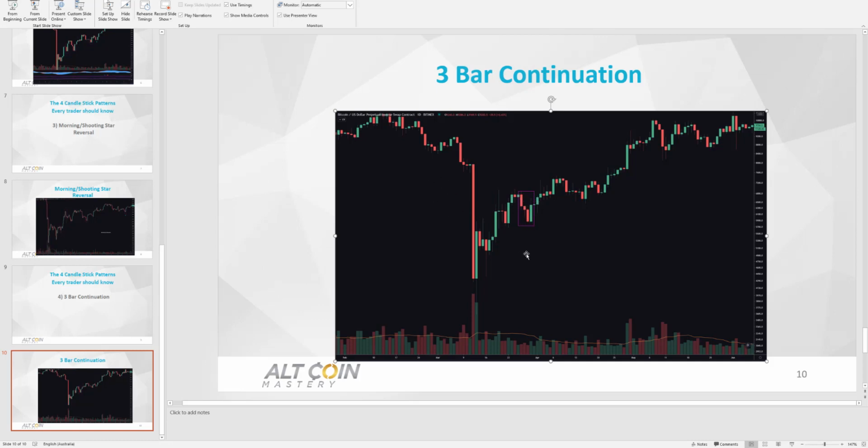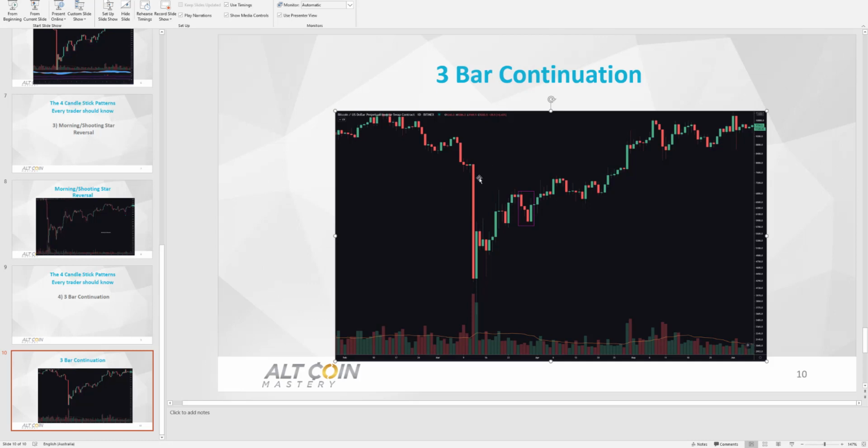And this obviously works in the other direction as well, where you have a downtrend followed by 3 green candles up, followed by an engulfing candle, a bearish engulfing candle to the downside, right? So this is a perfect bullish setup and gives us another indication that we're still in an uptrend moving up.